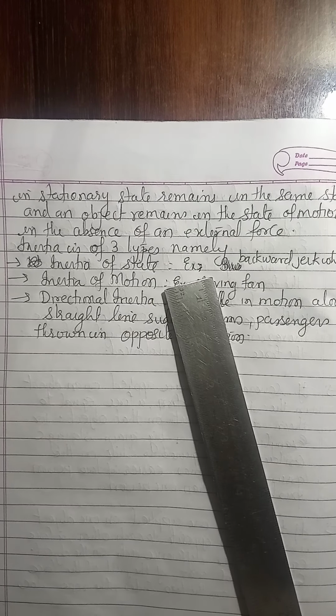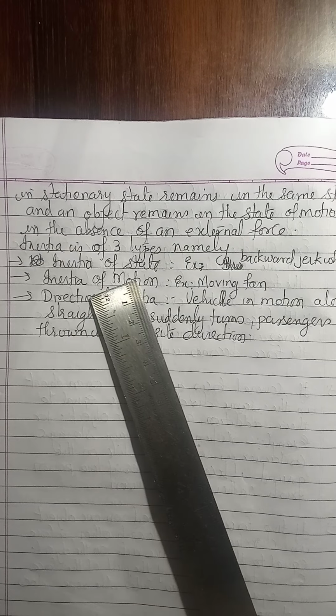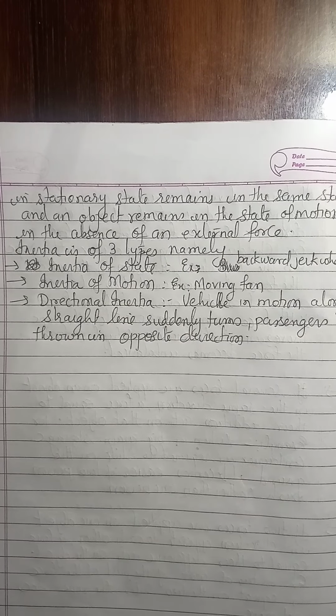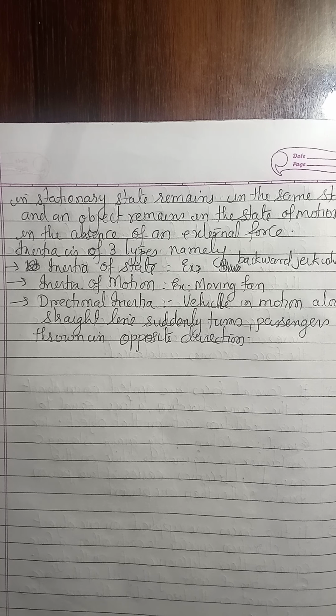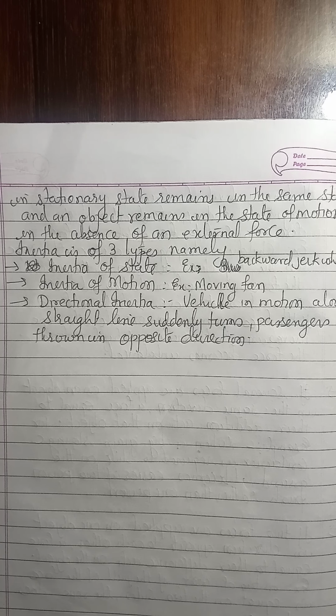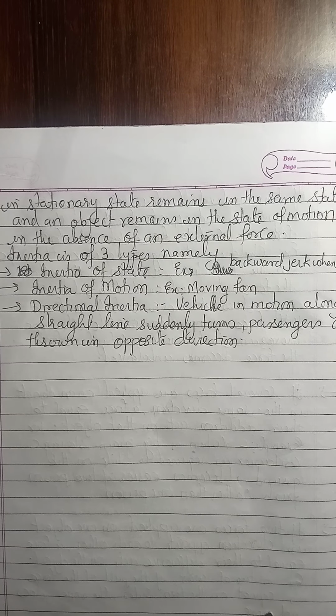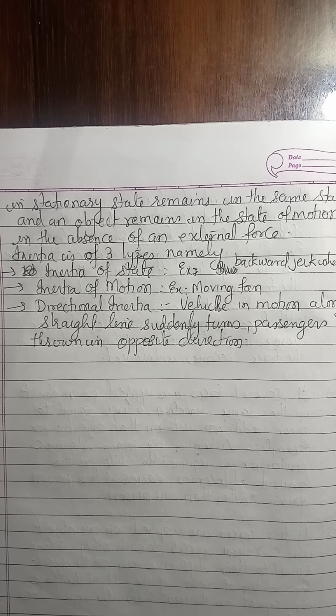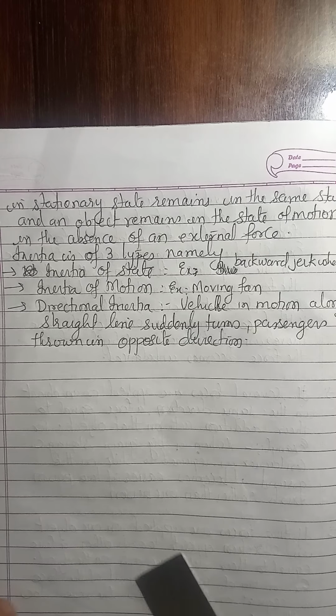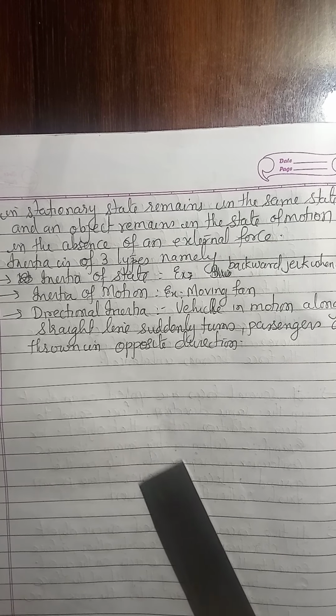Now, inertia is of three types. Inertia of rest: every body continues to be in the state of rest unless and until some external force is applied. Inertia of motion: every body continues to be in the state of motion unless and until some external force is applied. And inertia of direction: when a person is traveling in a vehicle moving in a straight line, and all of a sudden it takes a turn, the passengers are moved in the opposite direction. So this gives an indication of inertia of direction.